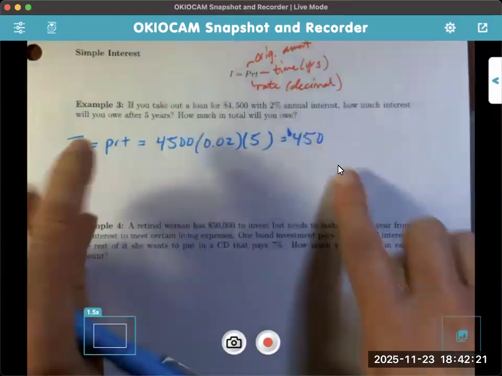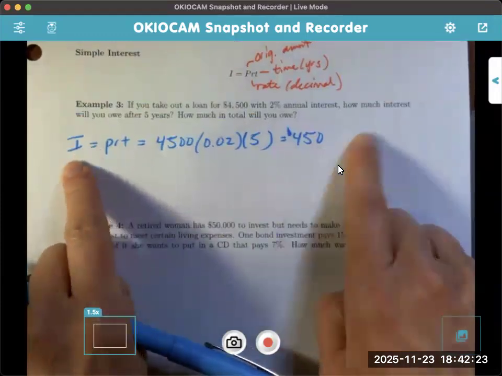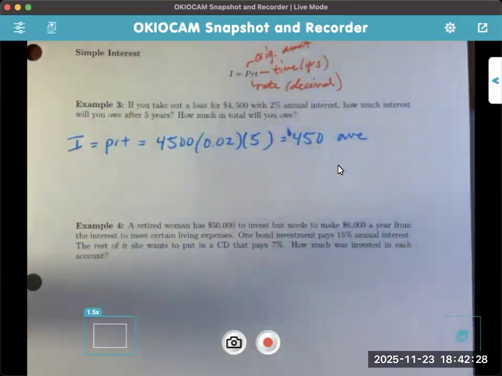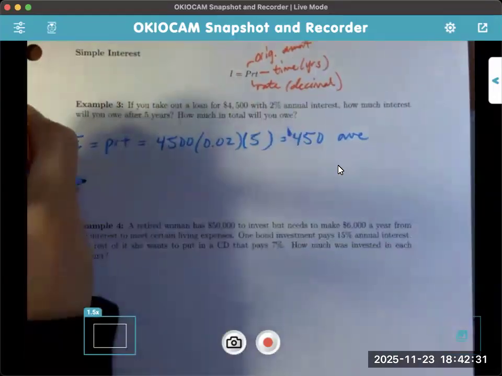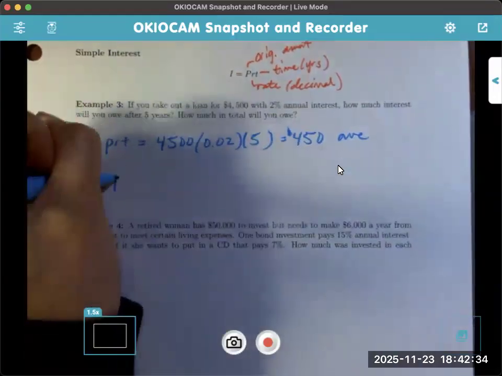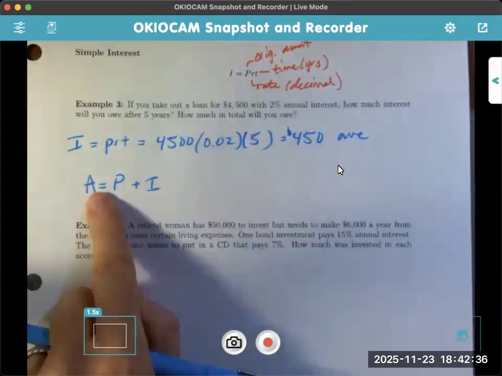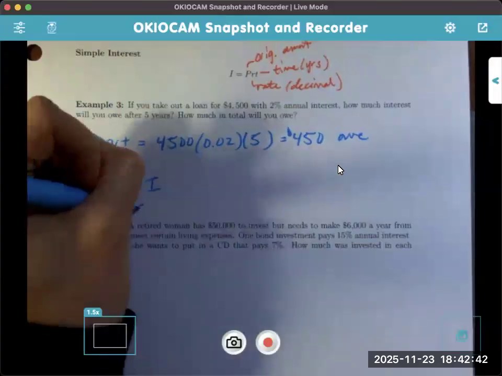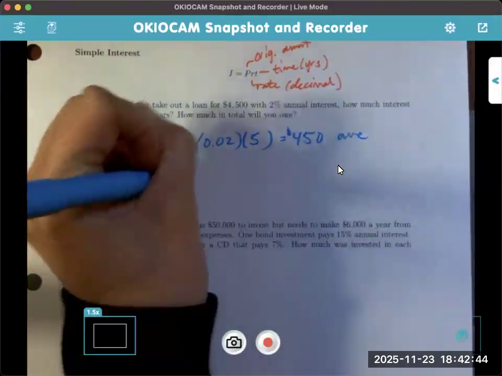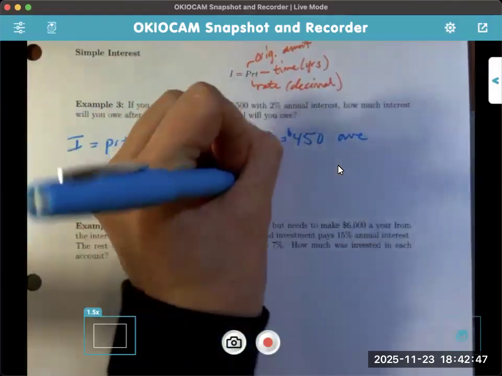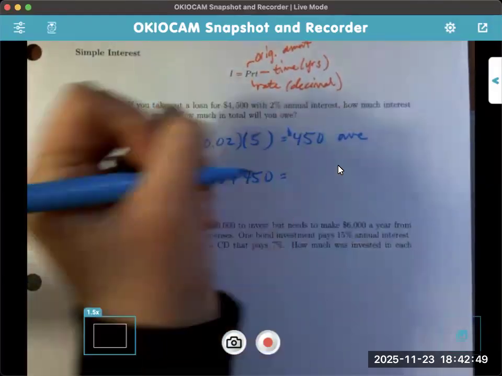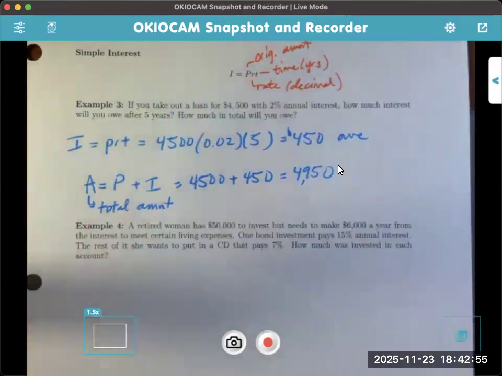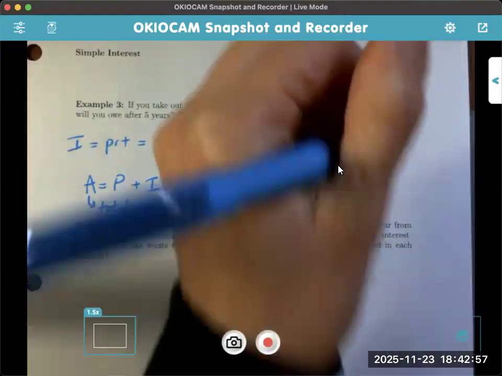So remember, this is the interest I, right? So how much interest will I owe? We owe $450. But what will you pay back? Remember that the accumulated amount, or total amount, if you would, has to be what you borrowed plus the interest you accumulated. That's the 4,950. Okay.